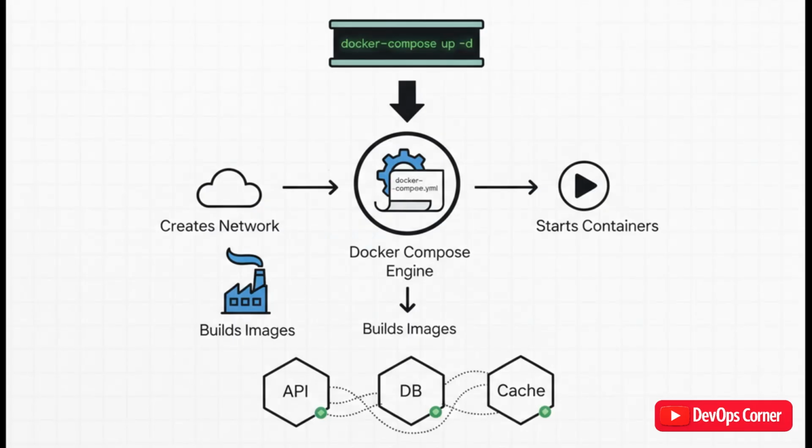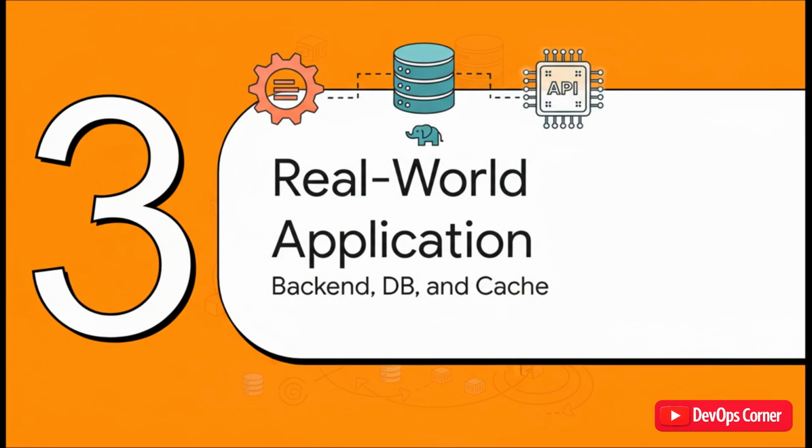And now for the magic trick, the one command to rule them all. You navigate to the directory with your Docker Compose YAML file, you type this, and you hit Enter. Compose reads your blueprint, creates a dedicated network, builds any custom images you have, and then starts all of your services. That little -d flag just means detached, so it runs in the background and gives you your terminal back. One file, one command, and your entire application stack is up and running. It's incredible.